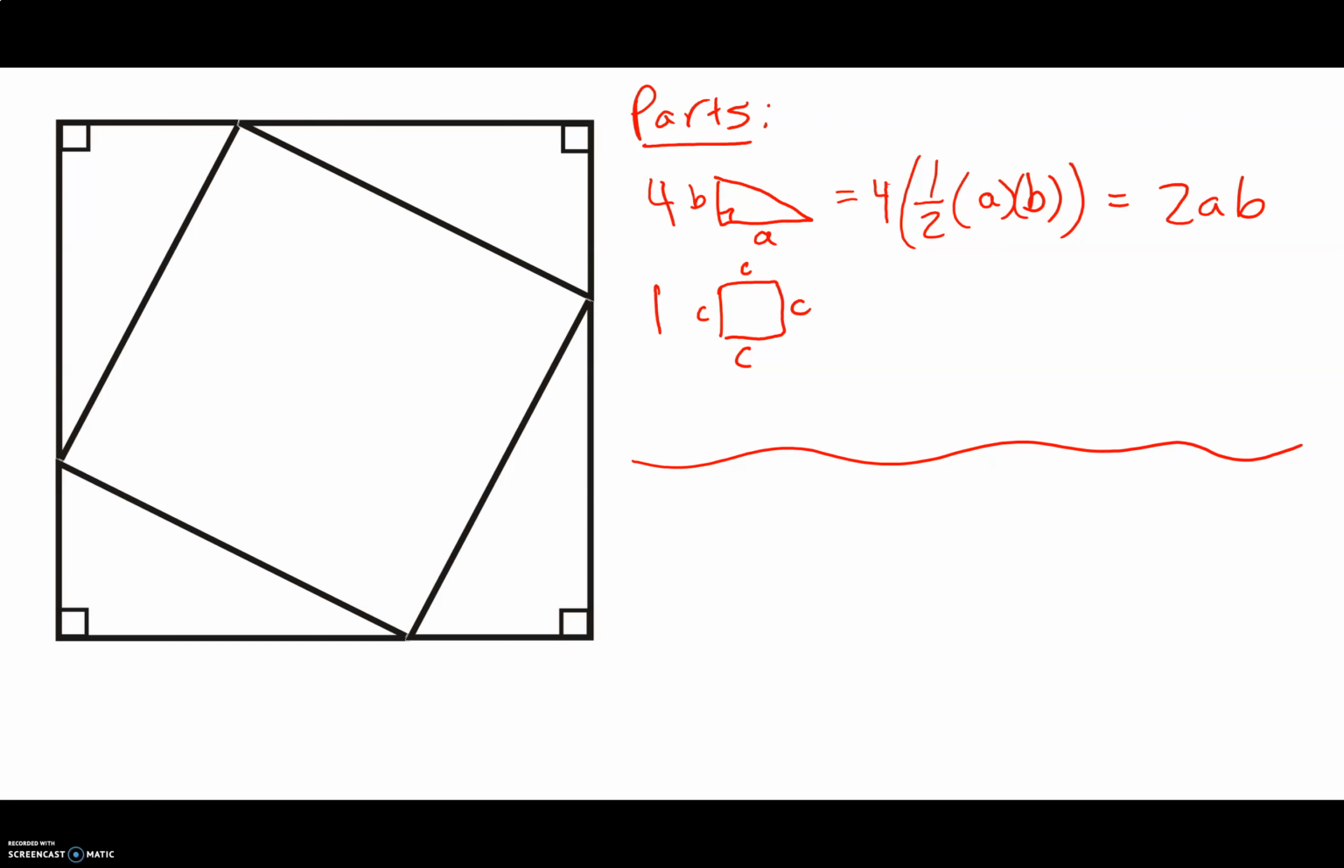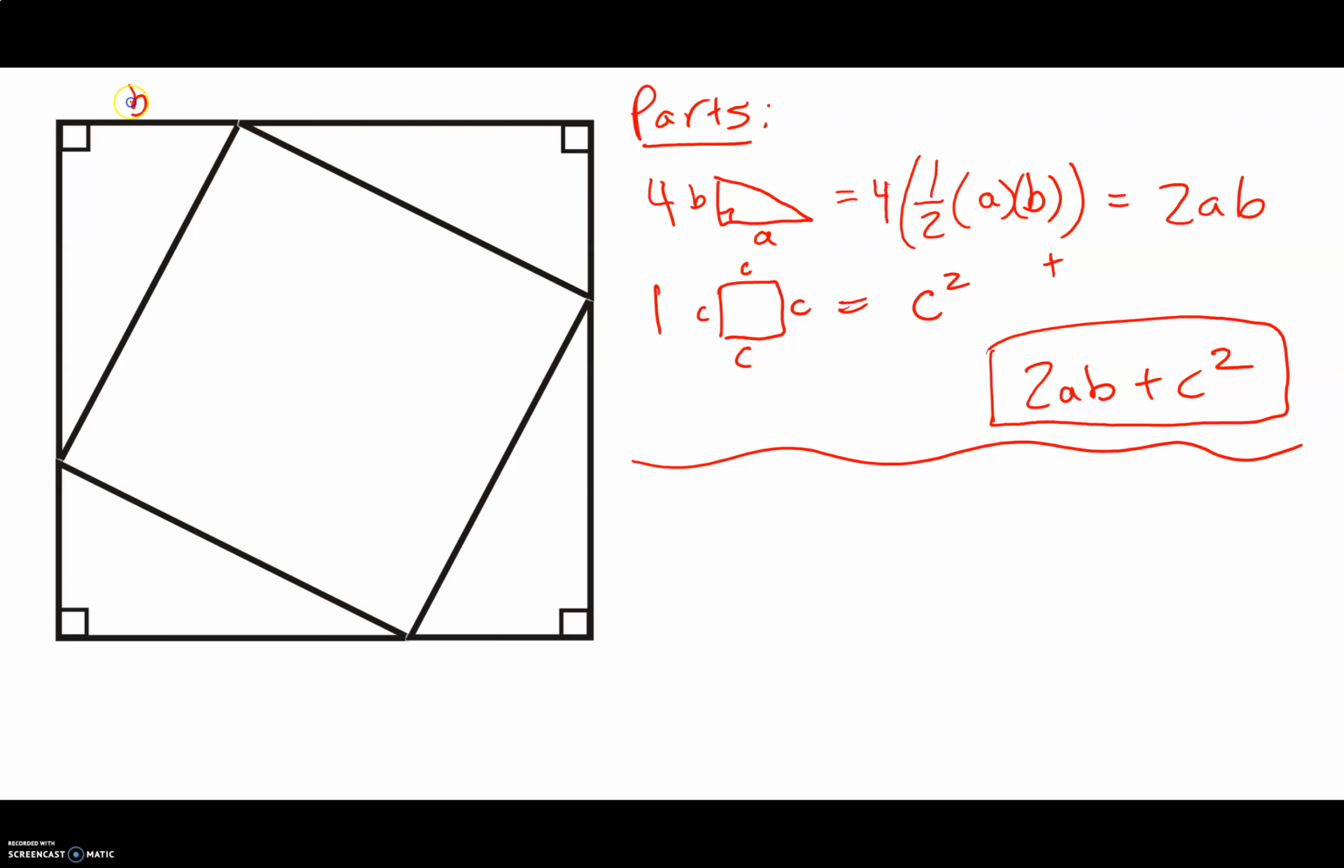All right. And then for the square, that one's easy. Since every side length is C, we just do C times C, so we get C squared. So the total area would be these two things added together, 2AB plus C squared. Now that's one way to find the area of this whole shape, but there's another way too.